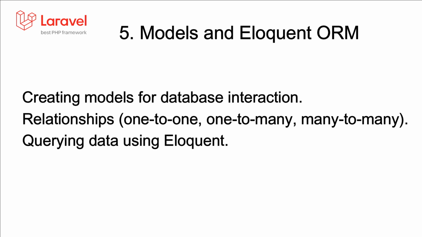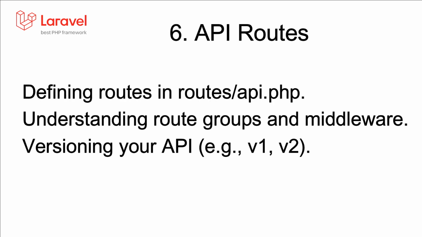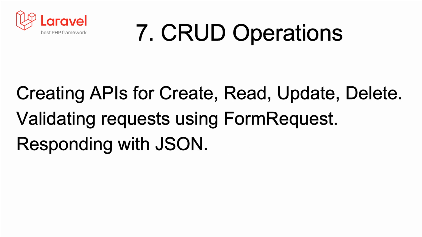And the sixth topic will be API routes. In this topic, I'm going to cover how to define routes in api.php, understanding route groups and middleware, and versioning your API. So how to version your API, v1, v2, something like that. And the seventh topic will be CRUD operations.